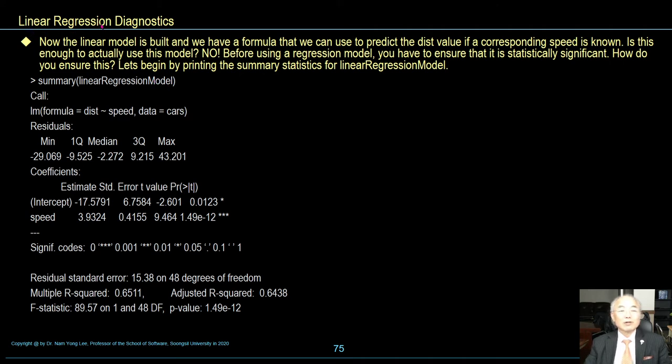Linear regression diagnostics. Now the linear model is built, and we have a formula that we can use to predict the distance value if a corresponding speed is known. Is this enough to actually use the model? No. Before using a regression model, you have to ensure that it is statistically significant. How do you ensure this?